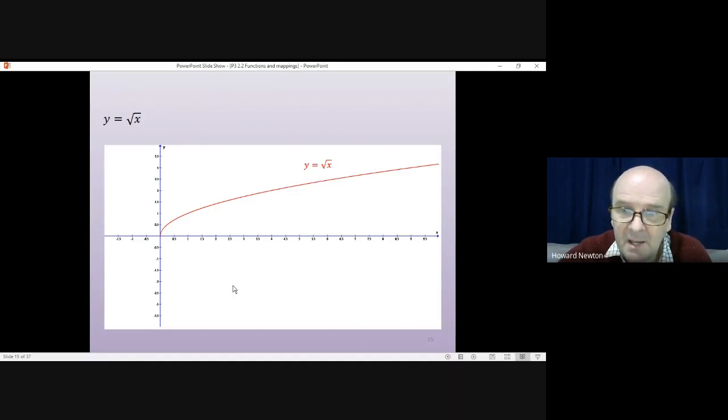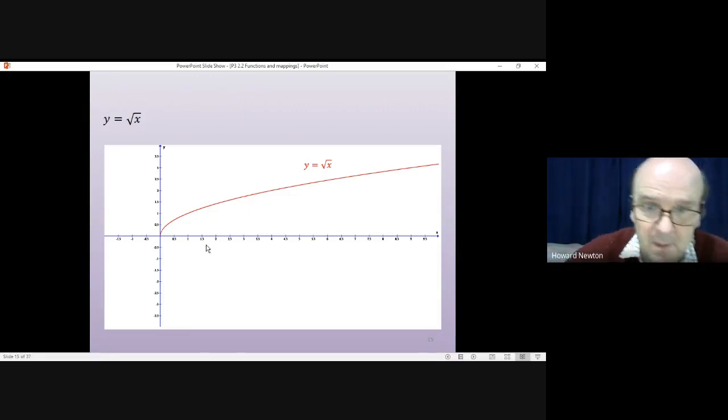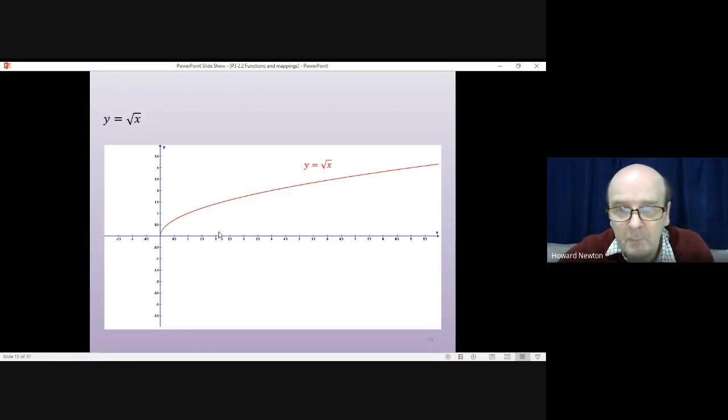A vertical line now can only ever cut the graph once. We do have a function, or at least we nearly do. We've solved one problem. We don't get two solutions now. We do just get the one positive solution for every value of x that we put in.